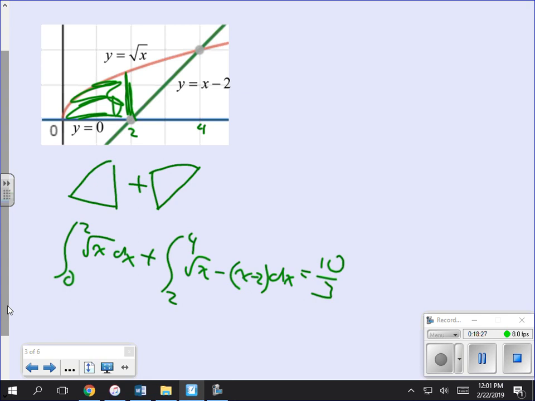Okay. I mentioned there's a third way. Does everybody understand the first 2 ways so far? First one, big one minus a little wedge. This one, little wedge plus a little wedge equals the whole great big wedge. Okay.